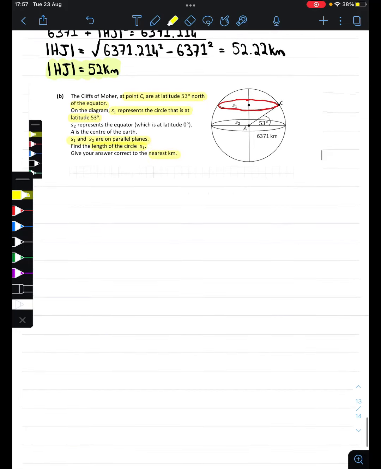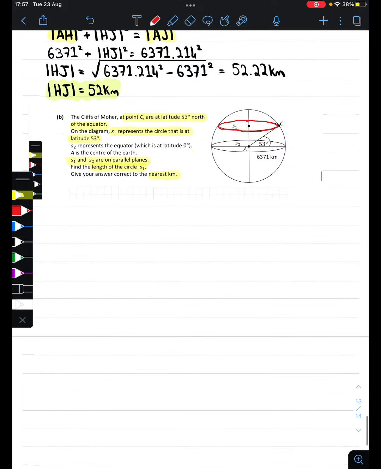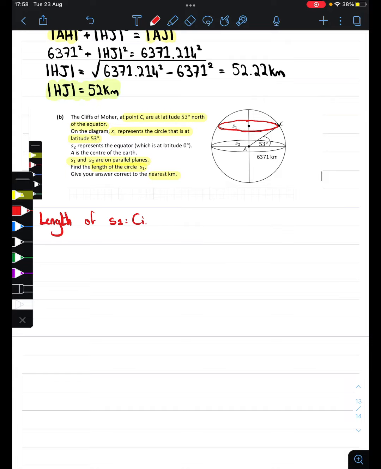Okay, so let's try and figure out what it is that we want to find out. So we want to find the length of S1, or in other words, the circumference of S1.